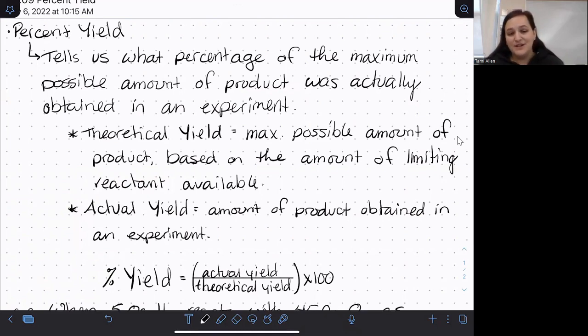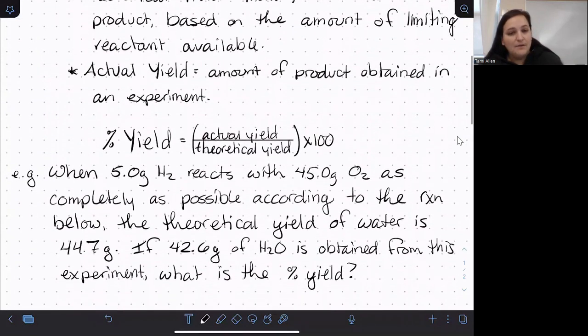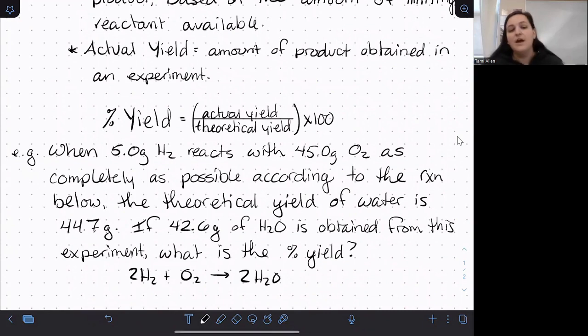The concept of percent yield is pretty simple as long as you know how to determine theoretical yield, which we do. In the previous video, we dealt with this situation, when 5 grams of hydrogen reacts with 45 grams of oxygen. We figured out the theoretical yield in the last video was 44.7 grams. So if your theoretical yield is 44.7 grams, and in the lab you managed to isolate 42.6 grams of water, what is the percent yield?